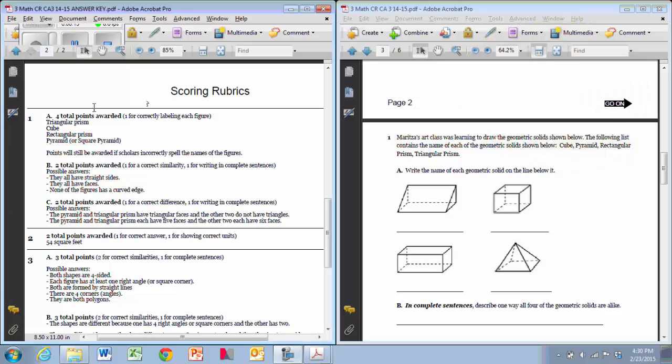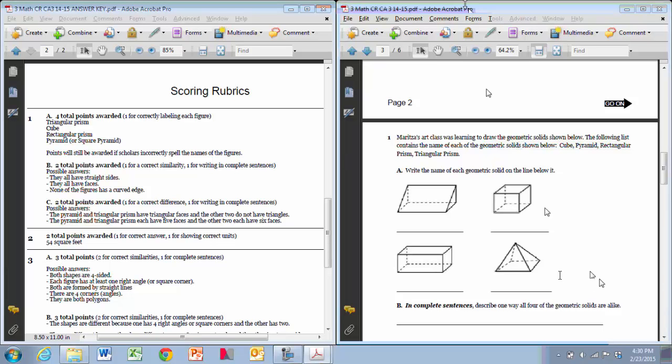So over here on the left-hand side, you will see the scoring rubric, and over here on the right-hand side, you will see the blank test that your scholars took. Once you download that exemplar, it'll give you an idea of how scholars may have answered these questions.